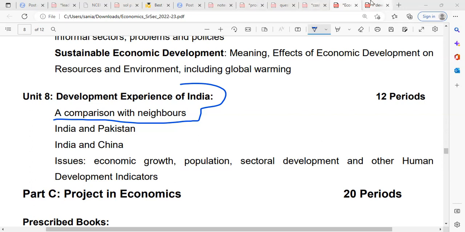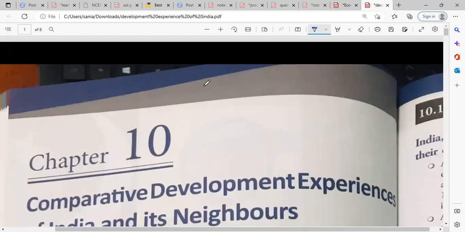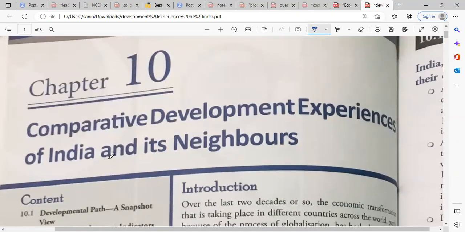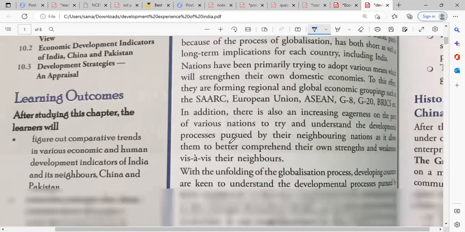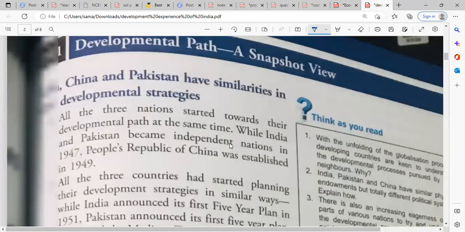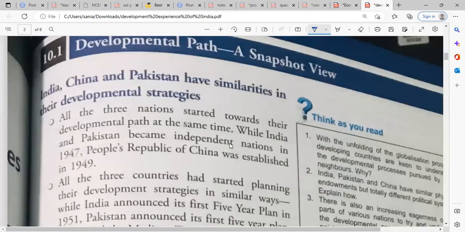Okay, so now let's just start with the chapter. The chapter is Comparative Development Experience of India and its Neighbours. First of all, let's see why we are comparing only these three countries, because they are somewhere the same. So, development path, a snapshot view.